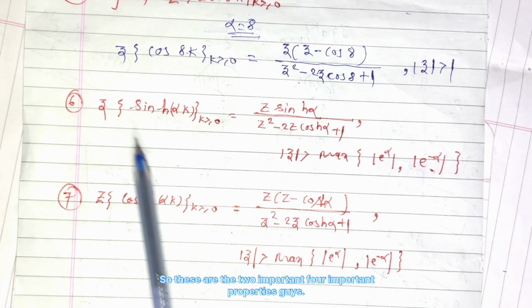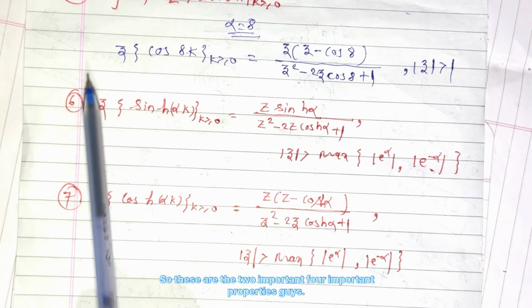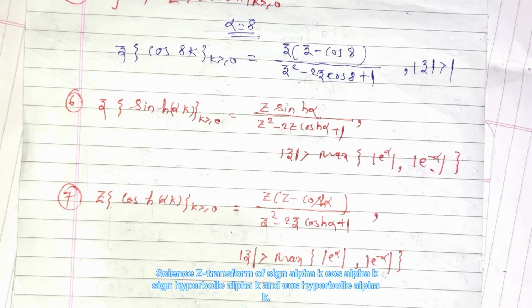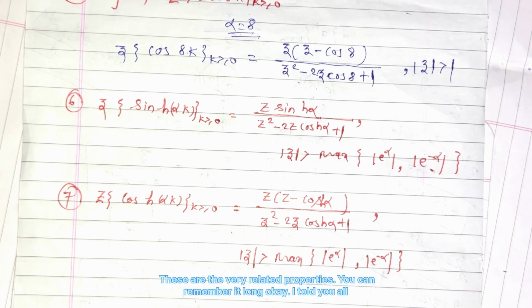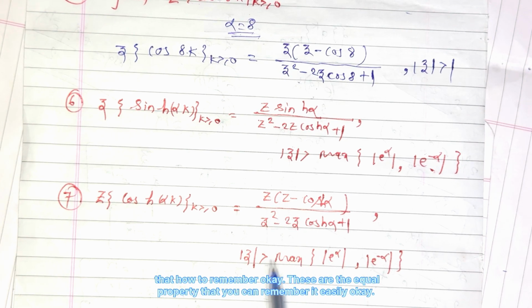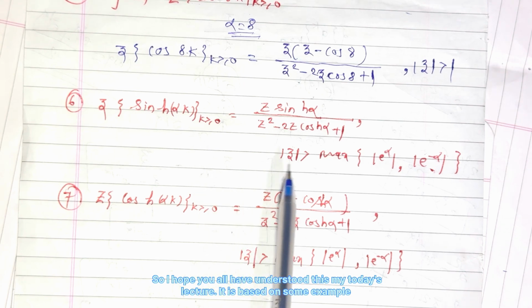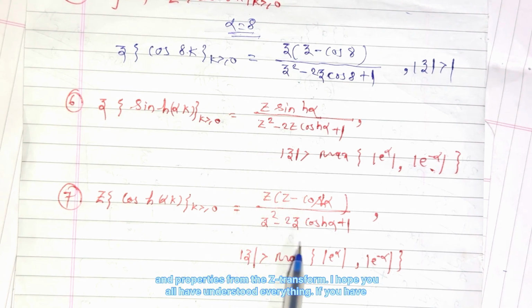These are the four important properties, guys: the Z transforms of sin αk, cos αk, sinh αk and cosh αk. These are related properties that you can remember together, and I told you how to remember them. I hope you all have understood. This is my today's lecture, based on some examples and properties of the Z transform.